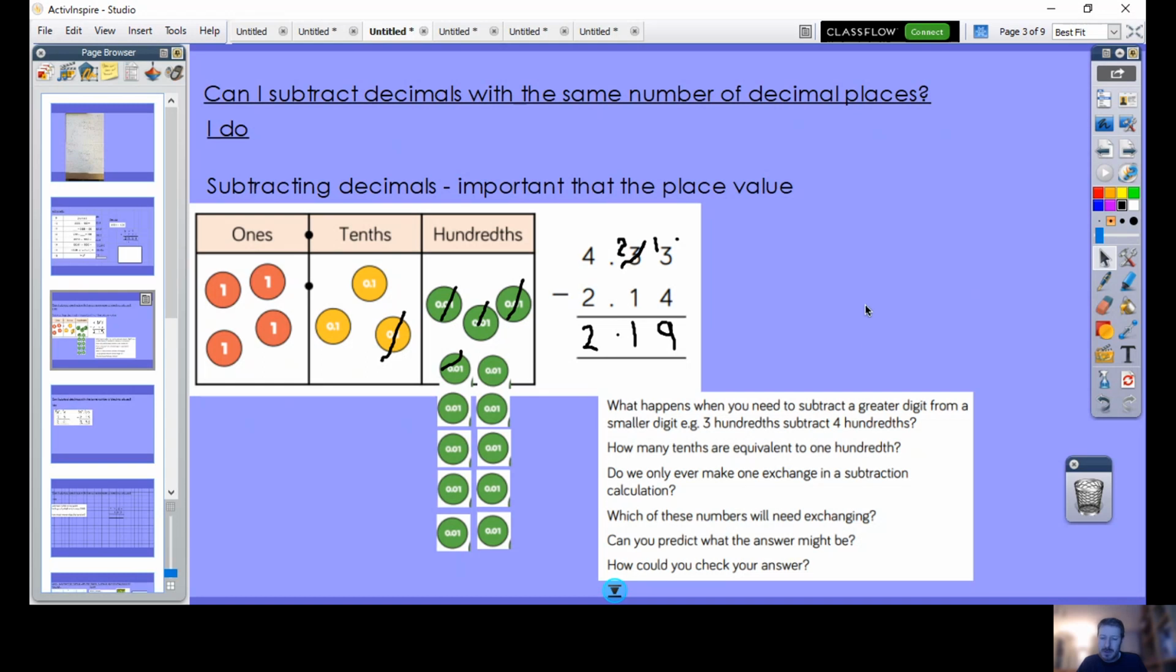Can you predict what the answer might be? You can have a guess at what roughly your answer should be. These numbers are very close to 4 and 2, and I know that 4 take away 2 is 2, so my answer needs to be around 2. If I had an answer which was larger than either of these two numbers, I'm possibly thinking I've made a mistake. I've probably added the numbers instead of subtracted them. So that would give you a good indication. And you can always check using the inverse.